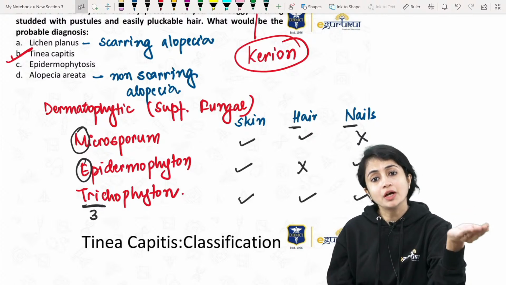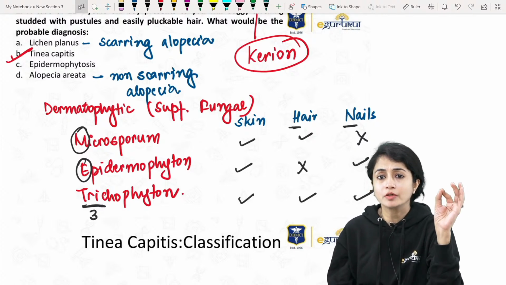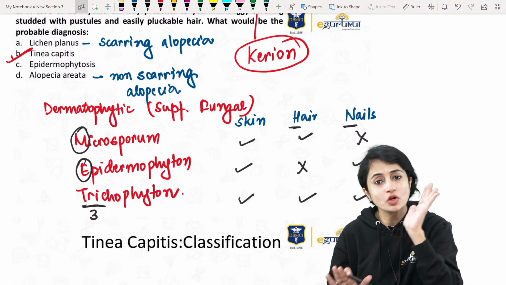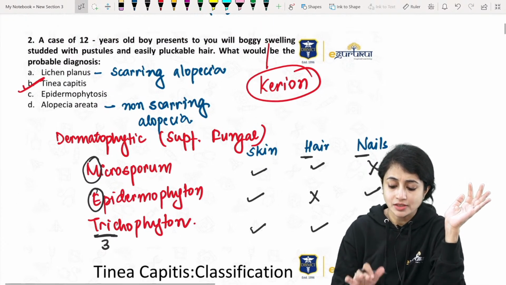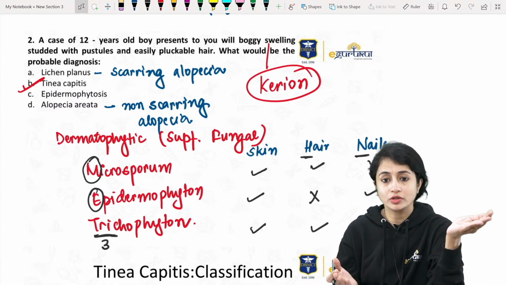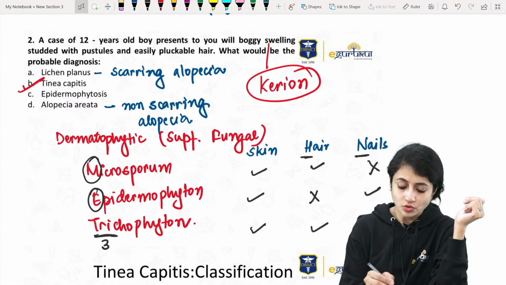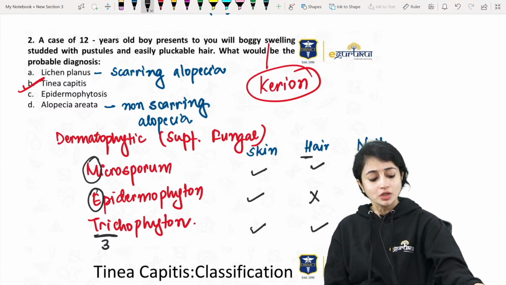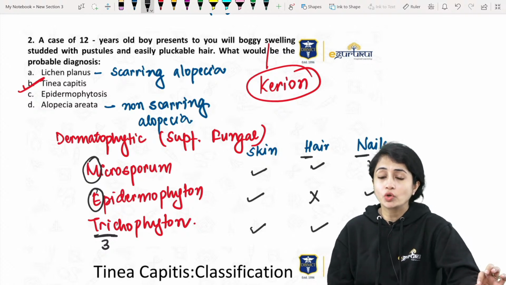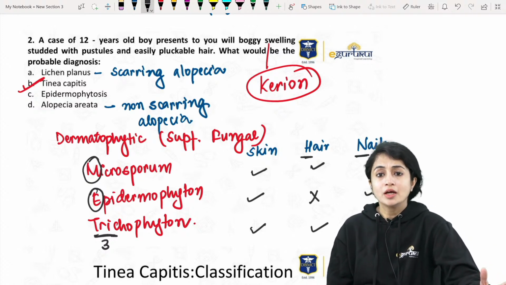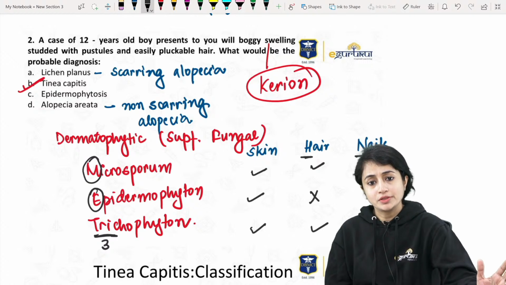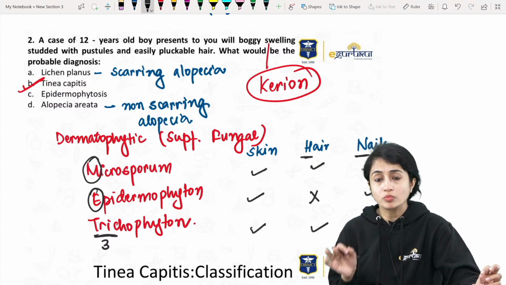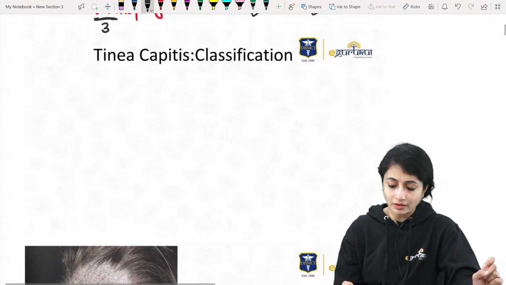Epidermophytosis is the fungal infection which is caused by epidermophyton. Now I just told you that epidermophyton does not affect hair, and this is a hair disorder. It's a hair infection. So epidermophytosis cannot be the answer. Though it is a dermatophytic infection, we all know that epidermophyton does not affect the hair, and so this cannot be an answer. Taking from this, we will discuss briefly the important points on tinea capitis, because that can be asked.